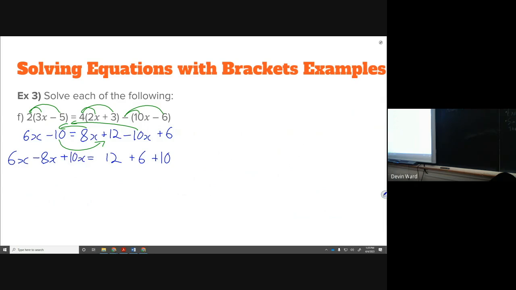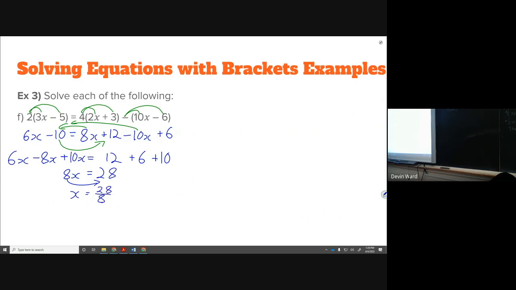Now I can simplify all of my letters. So I have 6 x's minus 8 x's plus 10 more x's. Okay? And that is going to leave us with 8x. Then 12 plus 6 plus 10, that will give us 28 on the right. Okay? Now, I can bring over my 8. When it comes over, it becomes division. So I have 28 divided by 8.